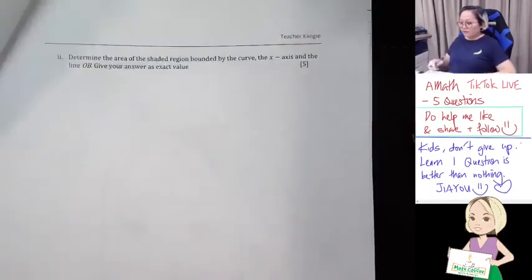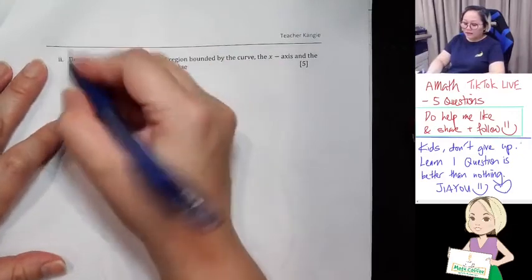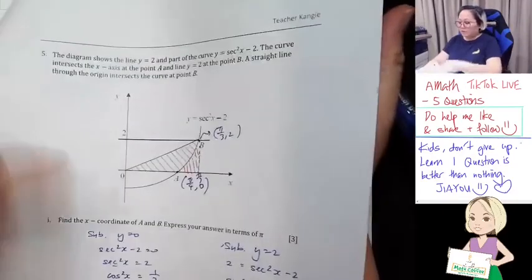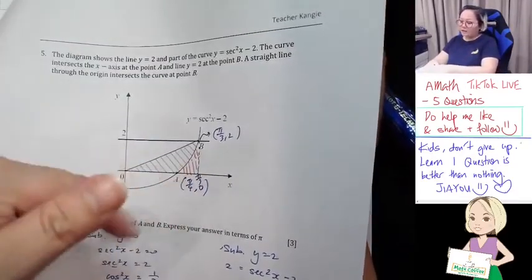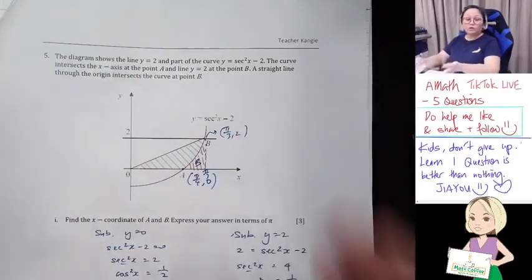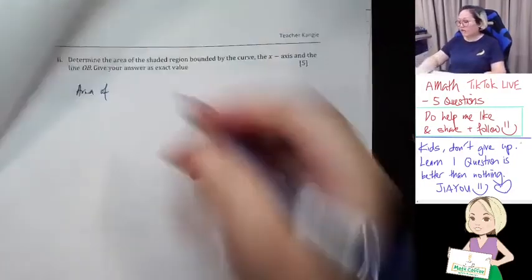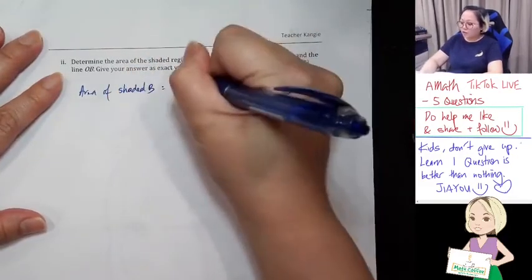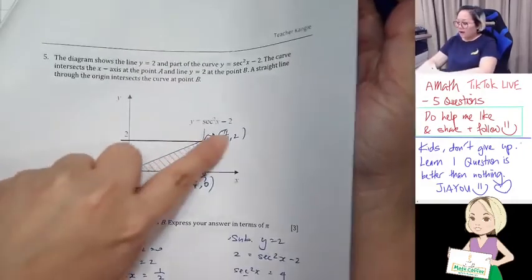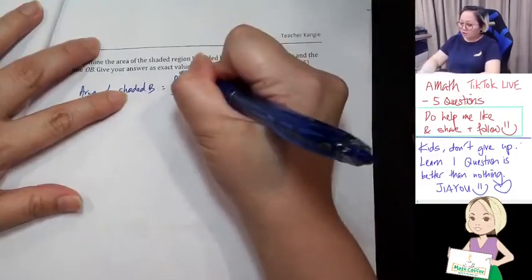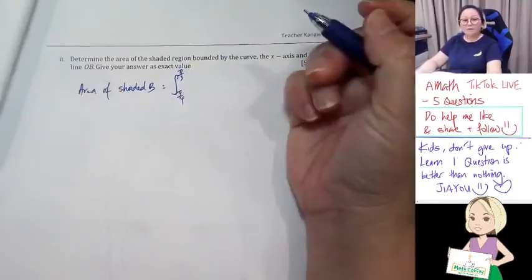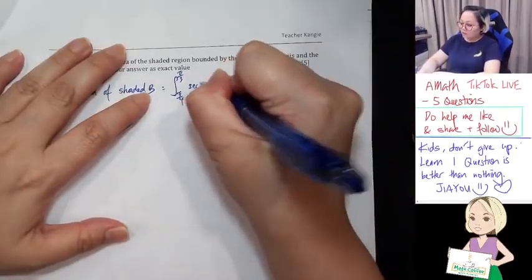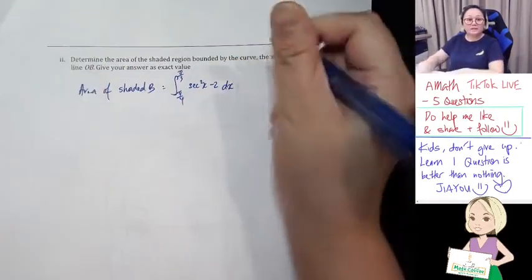Okay, so let's write out here. You can actually do the shading and then maybe label this as B, because you have the paper itself, right? So I will say area of shaded B. So you will integrate pi over 3 to pi over 4, and the curve is this secant square x minus 2, secant square x minus 2 with respect to x.